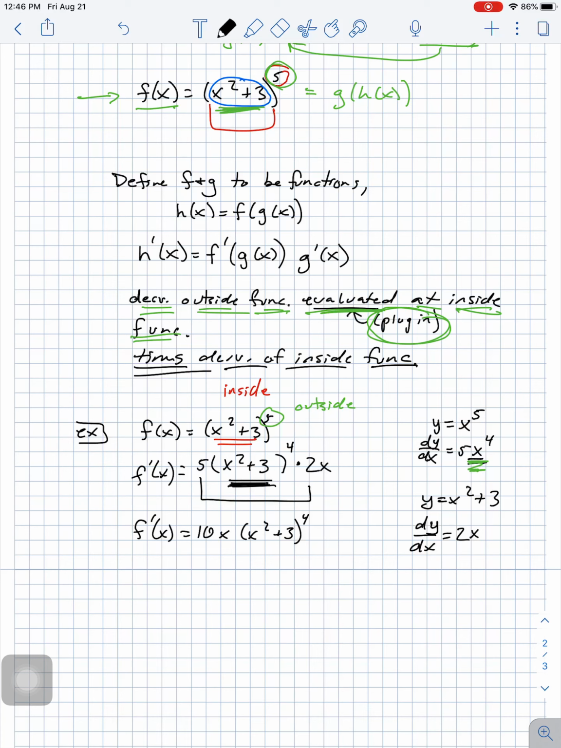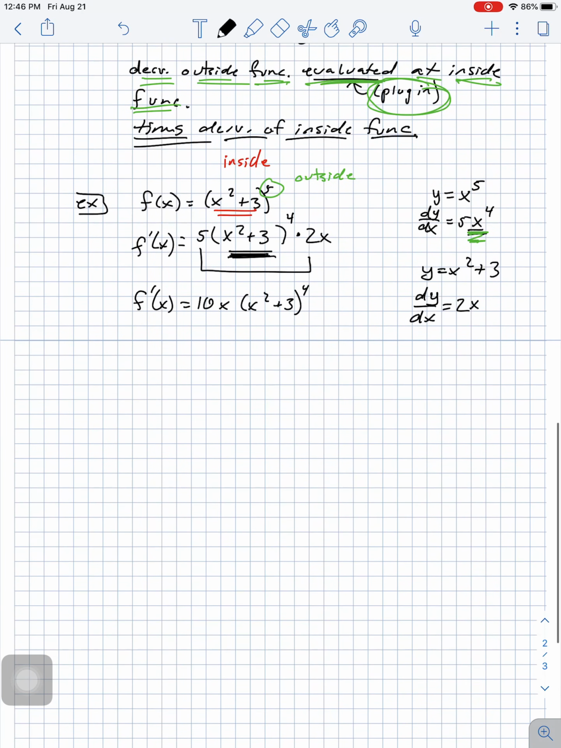Okay, and that's how the chain rule works. Now, I want to back off and do some simple examples, because here's the deal with the chain rule. We've actually been doing the chain rule all along, but you haven't known it. So let's start at the beginning here.